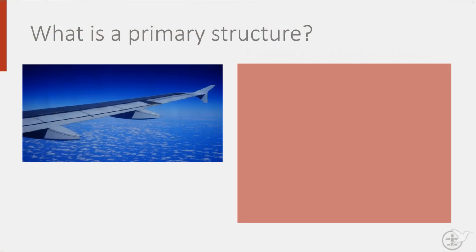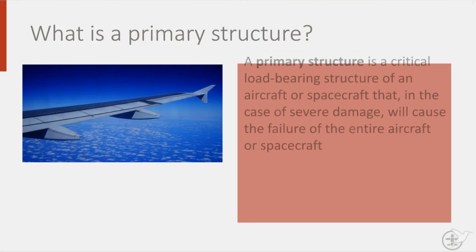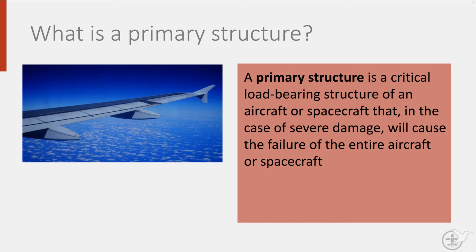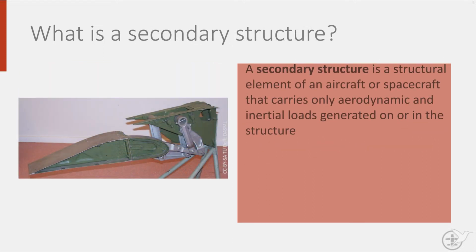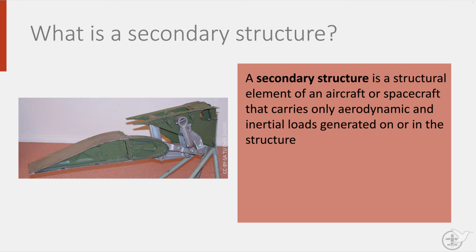When we look at the airframe, we can divide it into a primary and a secondary structure. The primary structure of an aircraft is formed by those parts of the aircraft or spacecraft that in case of severe damage will cause the entire aircraft to fail. Think here of the fuselage, the wing, or the empennage, that is the tail of the aircraft, consisting of a horizontal and vertical tailplane. Secondary structures are elements of aircraft or spacecraft that carry only aerodynamic or inertia loads, generated on or in the secondary structure. Here, you can think of the control surfaces of an aircraft.